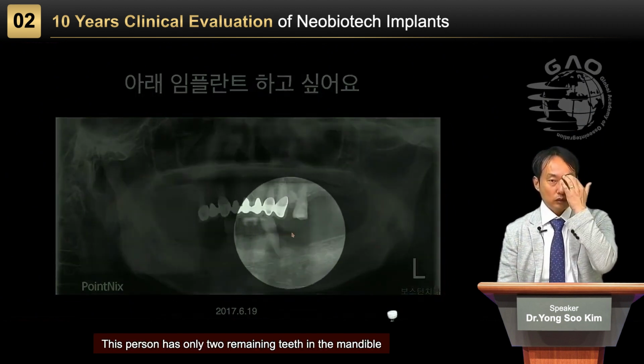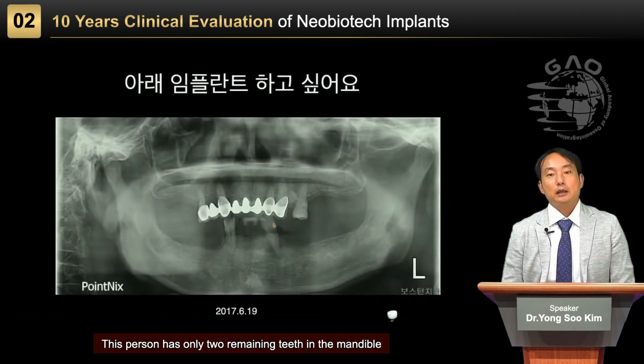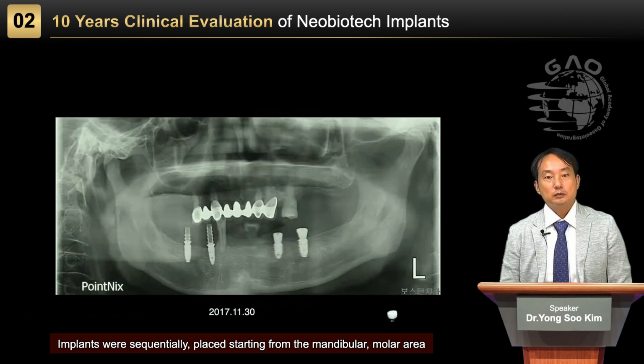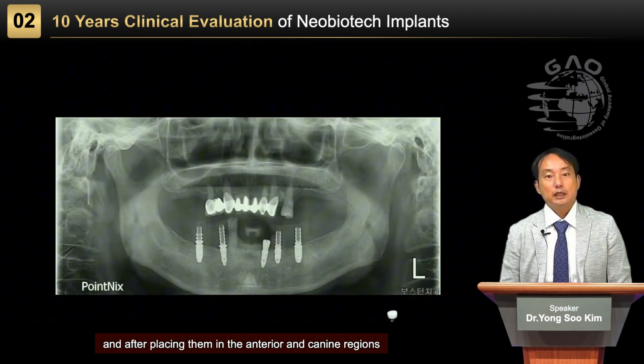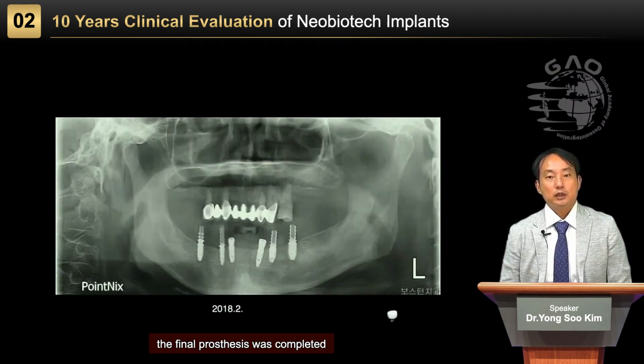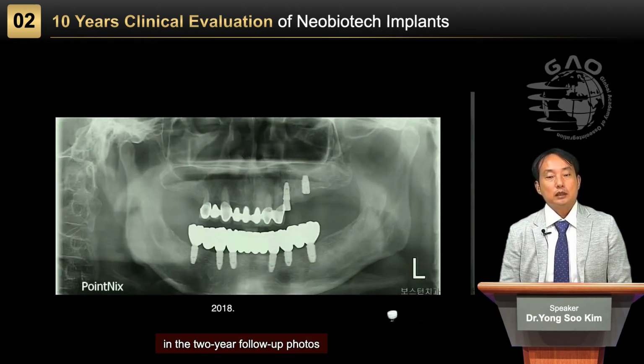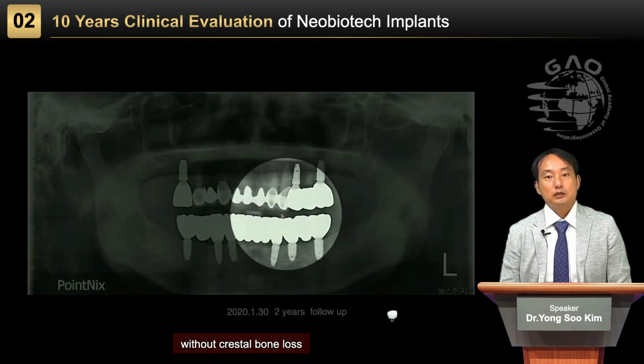This person has only 2 remaining teeth in the mandible, and the lack of other teeth made it difficult for them to eat. Implants were sequentially placed starting from the mandibular molar area, and after placing them in the anterior and canine regions, the final prosthesis was completed. In the 2-year follow-up photos, it was confirmed that the condition is being maintained stably without crestal bone loss.